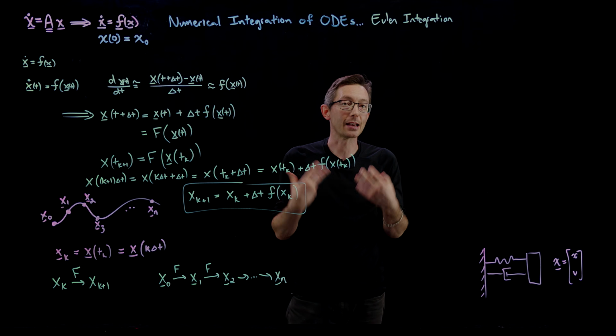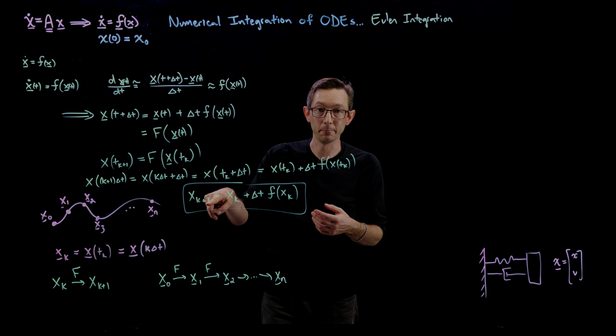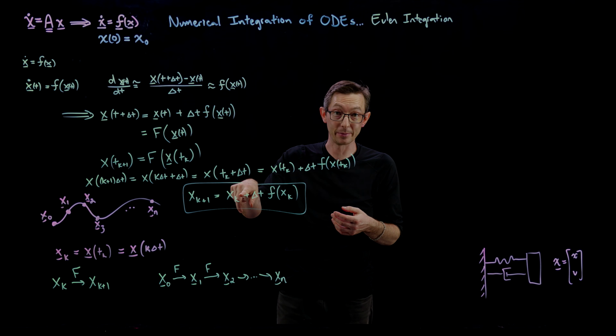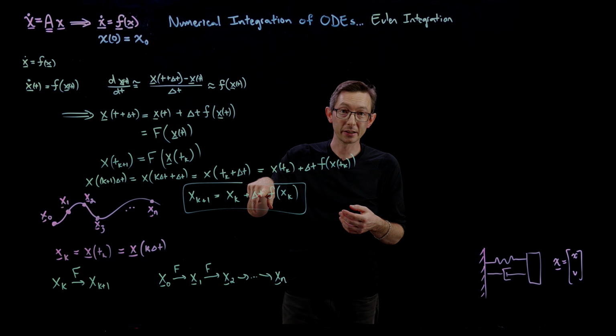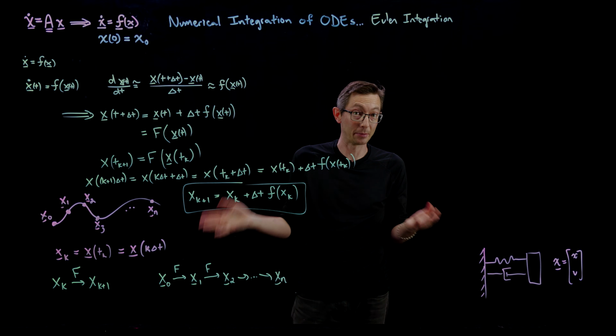And the way I read this, I like to say this in words: x at time step k plus 1 equals, or it's approximately equal to, x at my current time step tk plus a little delta t times my function f evaluated at x at my current time step k.